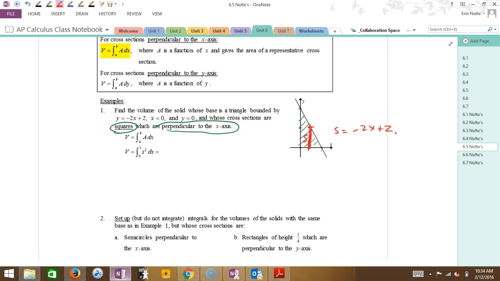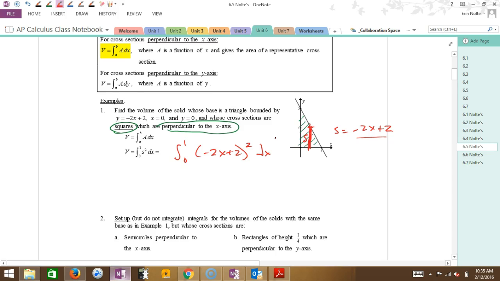Okay, so now they already set this integral up for us. You see the volume is equal to, notice that it's already filled in our bounds for us. So we're looking at the x bound going from 0 to 1. You guys see that on the picture? 0 to 1. And it already filled in the area of a square, which we already said was s squared. So all we're going to do is replace the s with this equation that we wrote. So the volume is going to go from 0 to 1 of (negative 2x plus 2) squared dx.